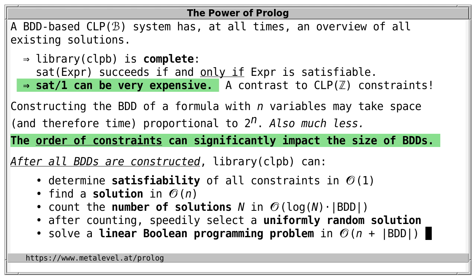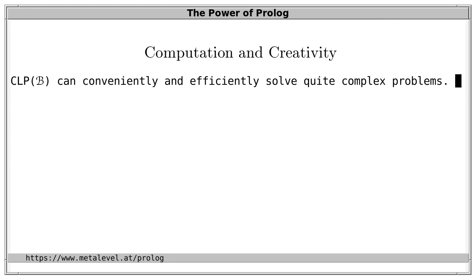And after counting, we can speedily select a uniformly random solution. We can also efficiently solve a linear Boolean programming problem, that is, maximize or minimize a linear expression subject to constraints, and so on. And these features make BDDs a very interesting data structure. And therefore, we can solve quite complex problems with CLPP.